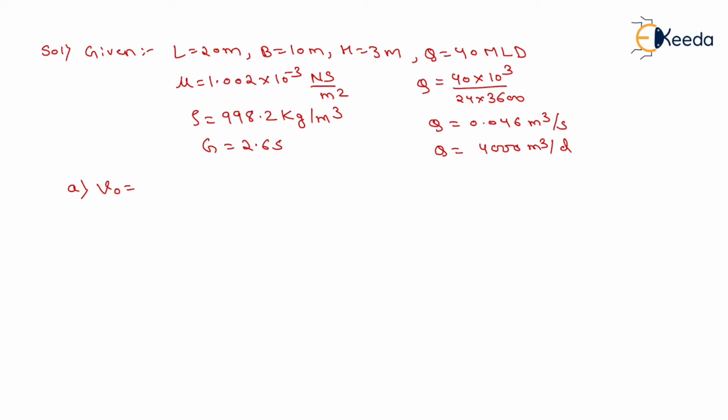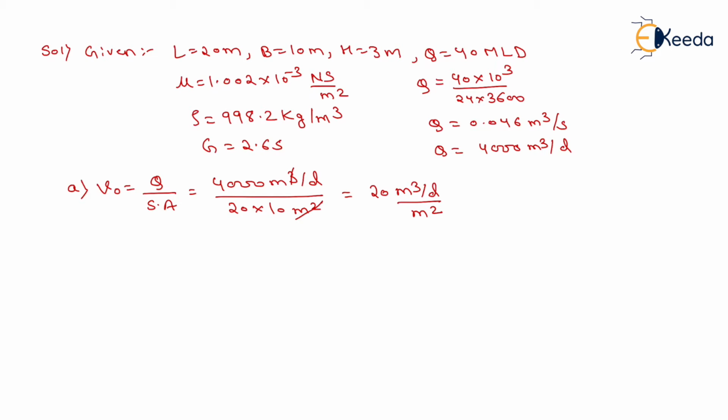Now we need to calculate the surface overflow rate, that is V naught. We know the formula: V naught equals discharge upon surface area. Discharge is given as 4000 meter cube per day, and the surface area equals length into width, that is 20 into 10 meter square. Meter square cancels out, and we get the value of V naught, which equals 20 meter cube per day per meter square. Okay, that is the first answer, the surface overflow rate.